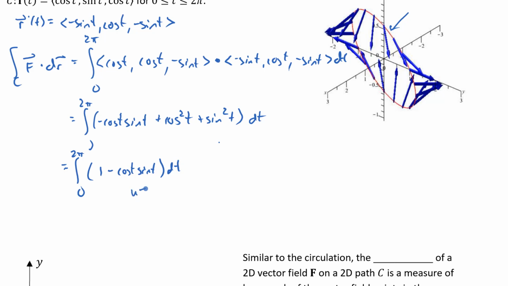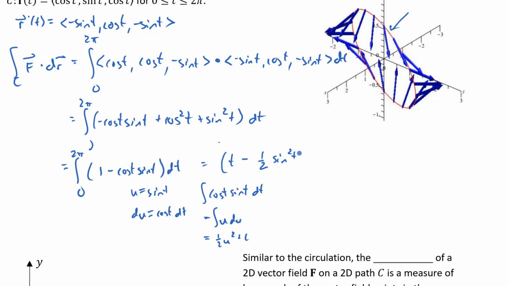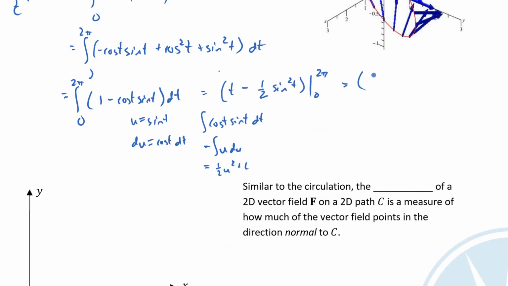We could do a u substitution here. If u is sine of t, du is cosine of t dt. So it's all set up. Just doing it as an indefinite integral here, that would just be the integral of u du, and so that's just 1/2 u squared plus c. The integral of 1 will be t, and then we'll have 1/2 sine squared t from 0 to 2 pi, which will be 2 pi minus 1/2 times sine squared of 2 pi. That'll just be 0, right? Minus 0 minus 1/2 sine squared of 0, also 0, and so we get 2 pi. So the circulation there is 2 pi.